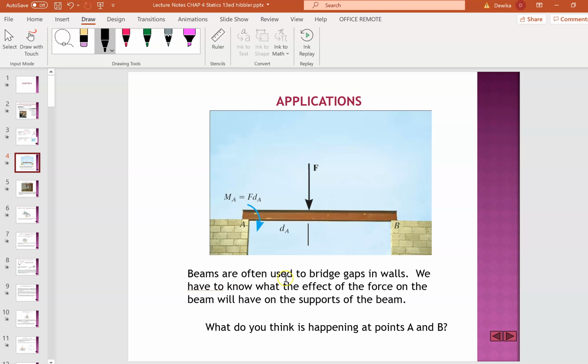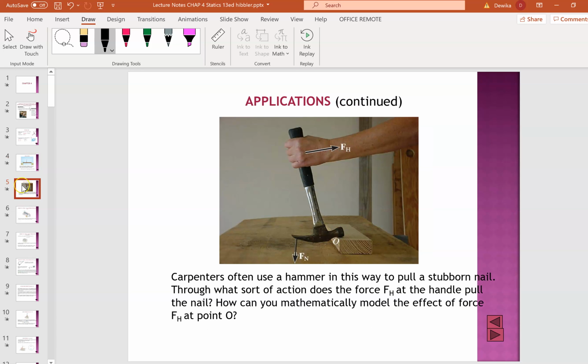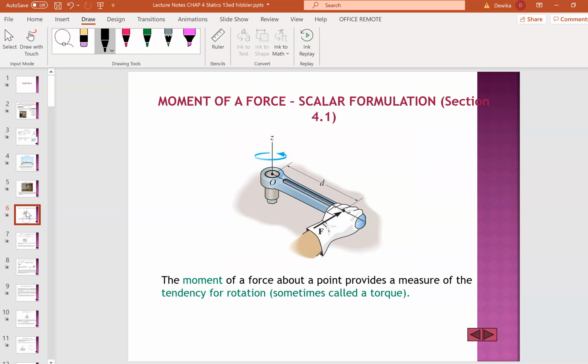Beams are often used to bridge gaps in walls, so we have to know the effect of the force on the beam and the support of the beam. In this case here, this place is creating a moment. It's like a fulcrum here, so when you pull the side, it goes through a rotation. That is also a moment, where we have a force and a perpendicular distance to the axis of rotation.